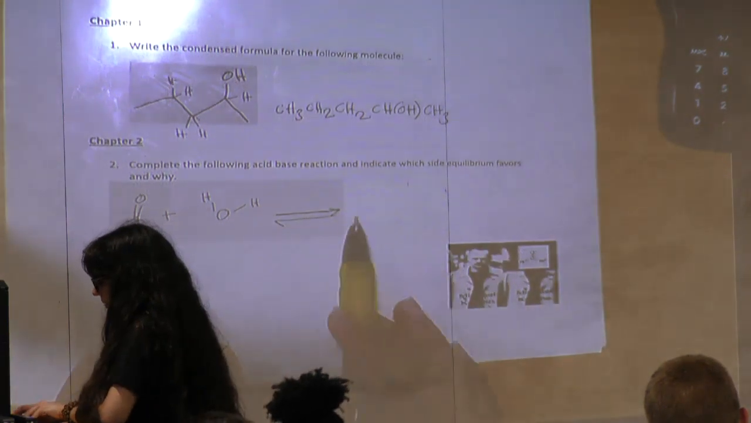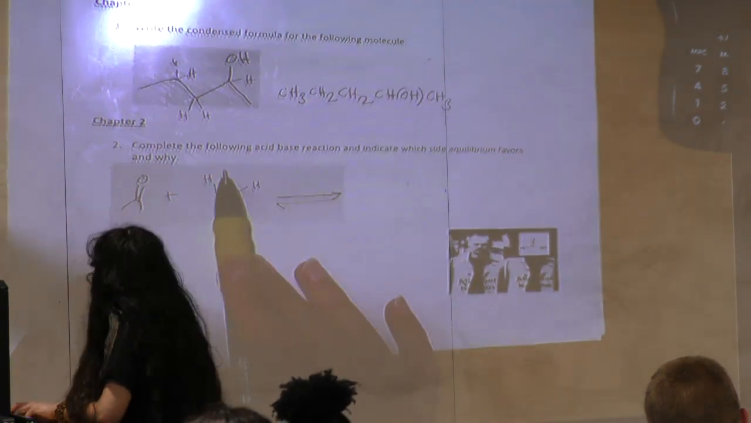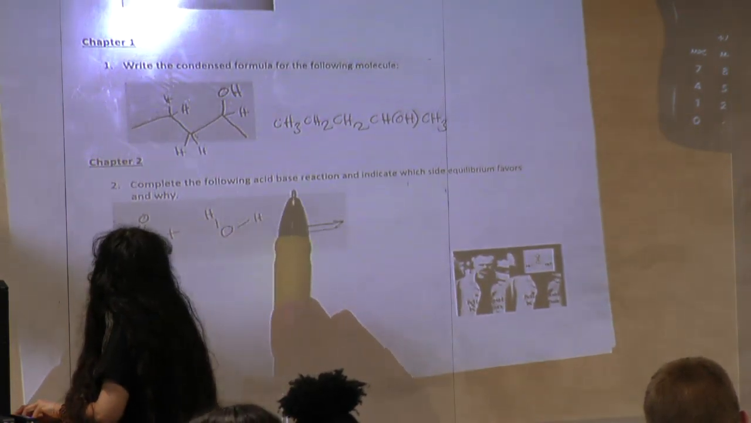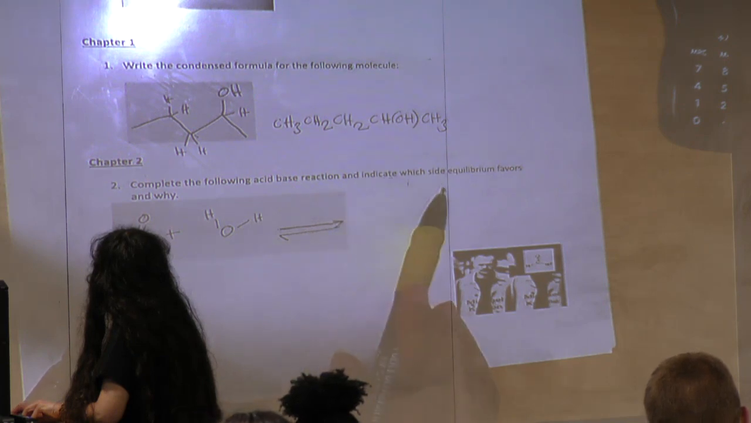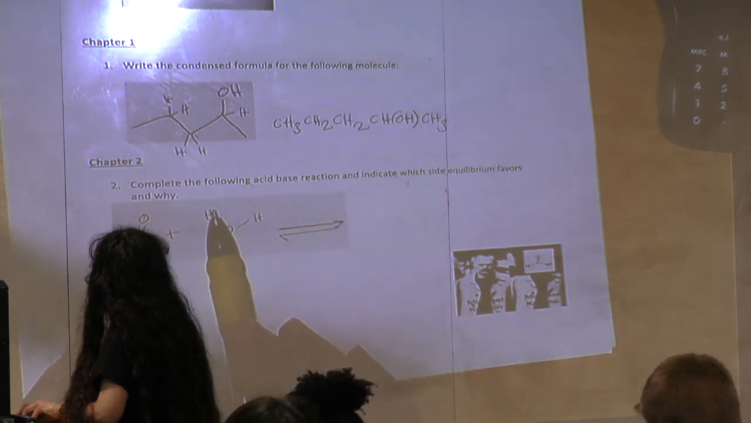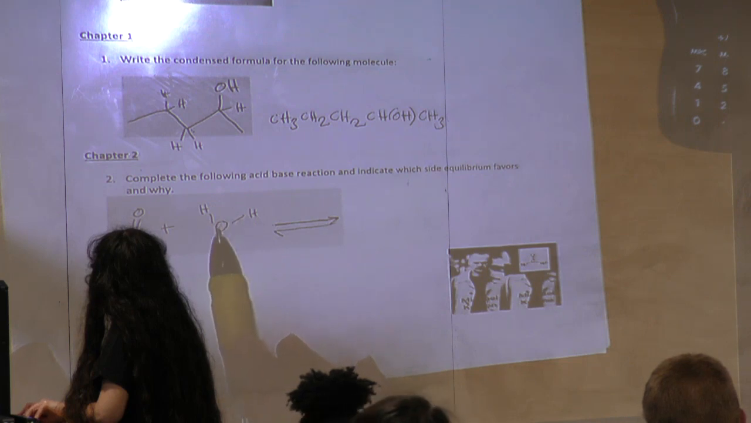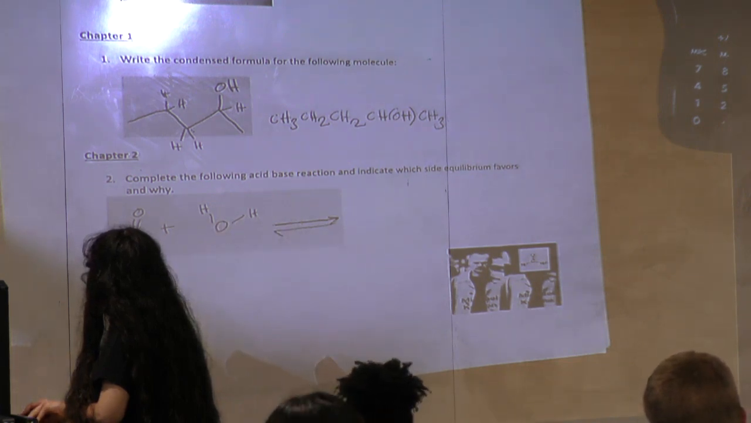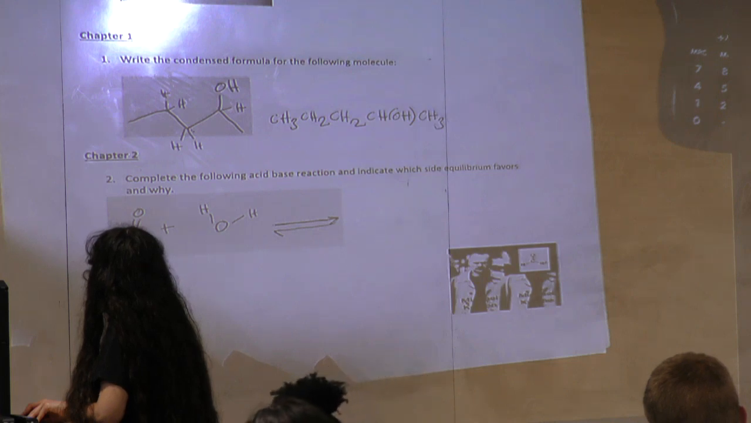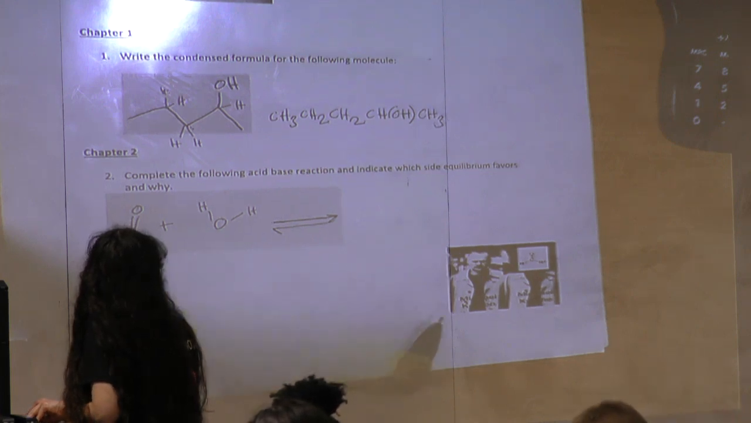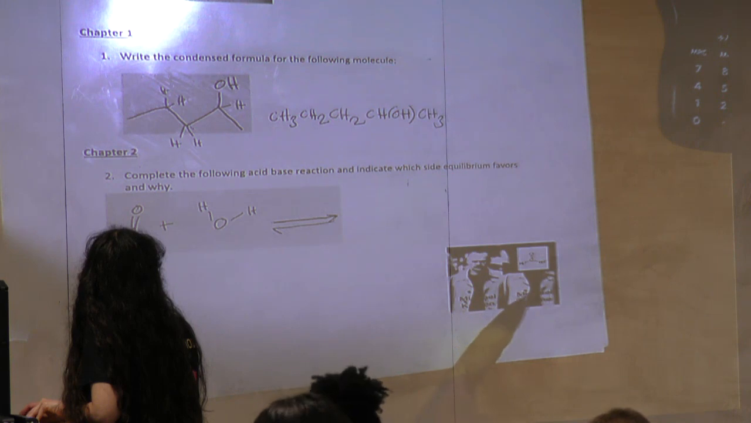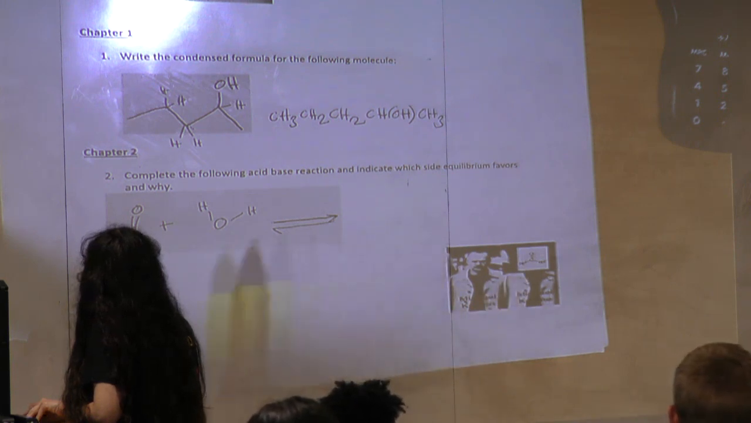I'll go to the next one. Complete the following acid-base reaction. Indicate which side equilibrium favors and why. So before we get into this type of reaction, what is this called, this functional group? Ketone. Yeah, perfect. That's a ketone. And you can't really see my meme, but that's Michael Keaton and then Michael Ketone with a ketone on his face.